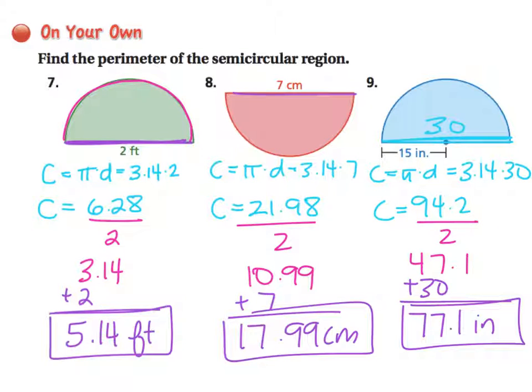So if we look at our last 2 examples, number 8 was just like the first one we did, and we got 17.99 centimeters for the perimeter. And then with number 9, notice they only gave us a radius, so we had to figure out what the whole diameter would be, which is why I have 30 written there. And so when I do my math, I end up with a perimeter of 77.1 inches.